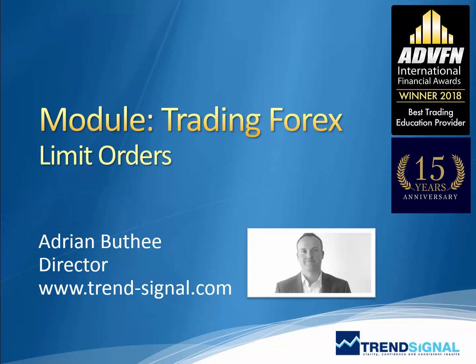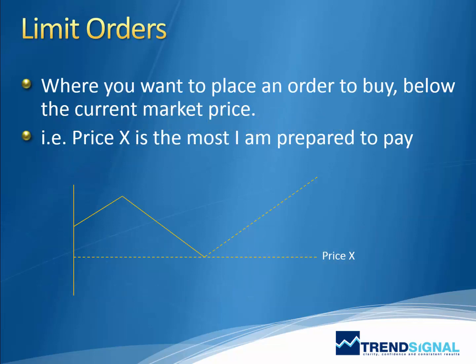So let's have a look at a particular chart that I've just mocked up, and let's have a look at a bit more detail. A limit order is basically where you want to place an order to buy below the current market price. And this is equally where you want to place an order to sell above the current market price as well. So let's get a rough idea from it.